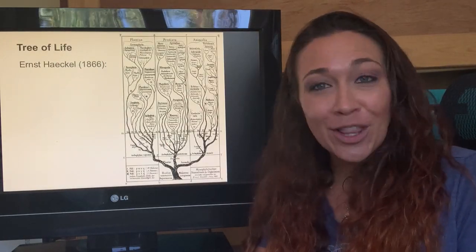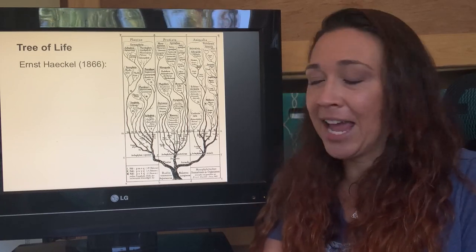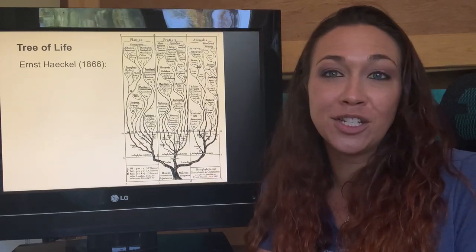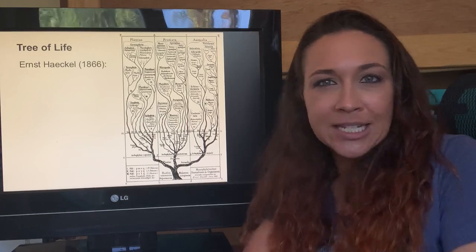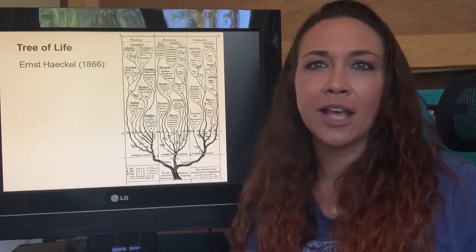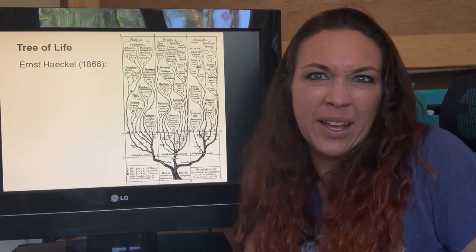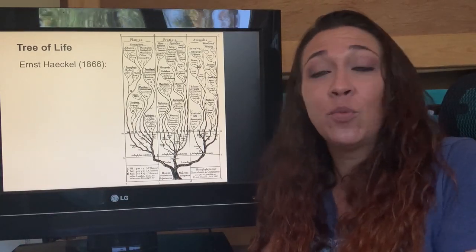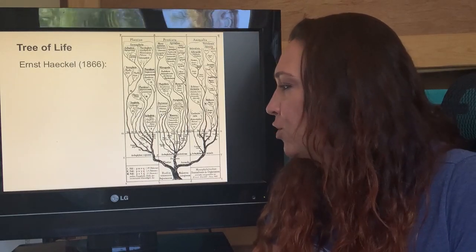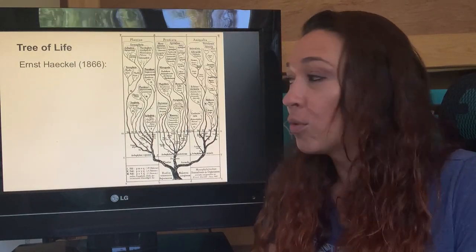Now, the phylogenetic trees actually started because of this guy, Haeckel, right here. And he was the first one to try to make this into a big, broad idea. And he was like, okay, I know that these are kind of related. I know that these are kind of related. You know, they're plants and we're animals. So we should be able to group them somehow. So he's actually the first one to come up with this phylogenetic tree, or the tree of life.